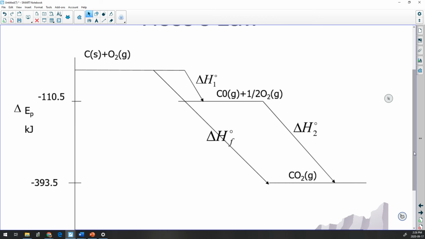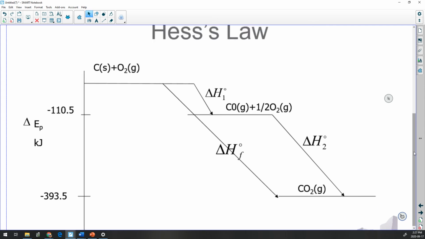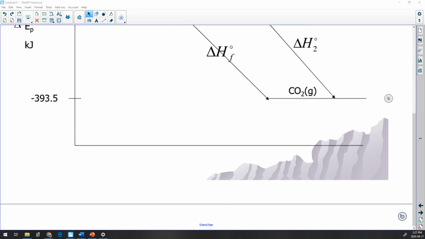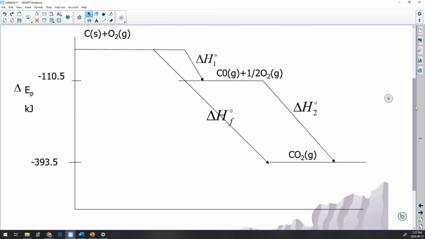What we can find by thinking about this plus this gives you the entire thing. We're able to figure out what this energy is, 110.5. Okay, so this is that idea of Hess's law. It doesn't matter if it goes from here to here, then to here, or if it goes from there to there right away. The overall energy change is still going to be 393.5 kilojoules for every mole of carbon dioxide created.